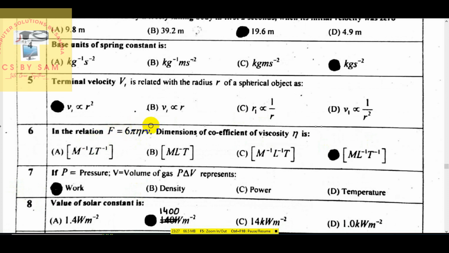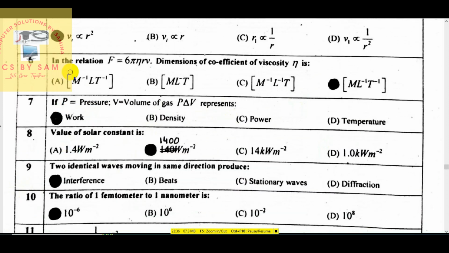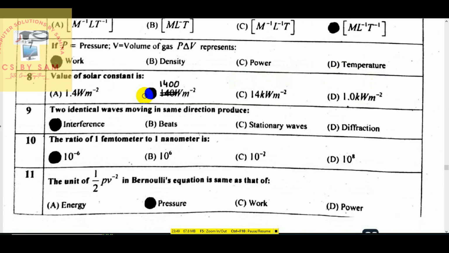Terminal velocity v is related with the radius r of the spherical object as v directly proportional to r square. In the relation F is equal to 6 pi eta r v, the dimensions of the coefficient of viscosity eta is ML^-1T^-1. If P is equal to pressure and V is equal to volume of gas, then P delta V represents the work. The value of the solar constant is 1400 per meter square.